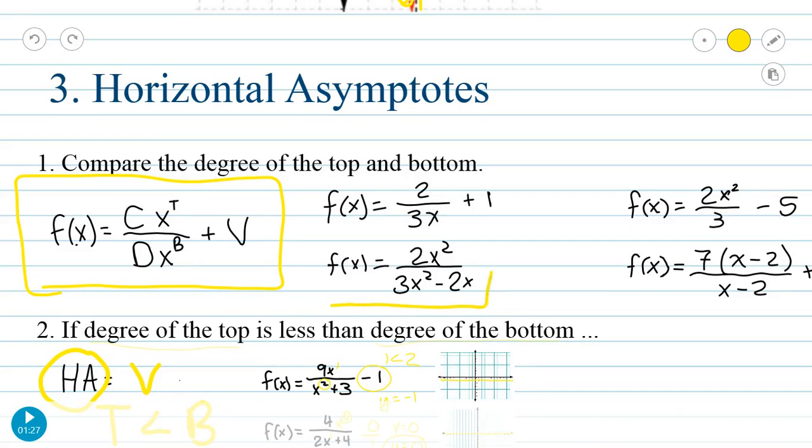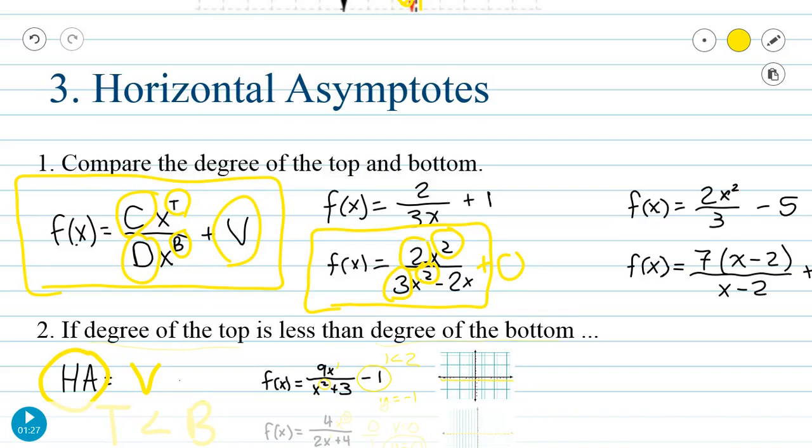So I'm going to use this function down here as an example. We're going to match each of the variables to actual numbers. The c value here represents the coefficient tied to the x value on the top. So the c in my actual function would be 2. The d represents the coefficient tied to the variable with the highest exponent in the denominator. So in this case it would be 3. T represents the highest exponent number in the top, so in this case it's 2. B represents the highest exponent number in the bottom, in this case also 2. And v represents a vertical shift value. It's any number that's added or subtracted outside of the fraction. In this case there is no v value, so I can write it in as a plus 0.